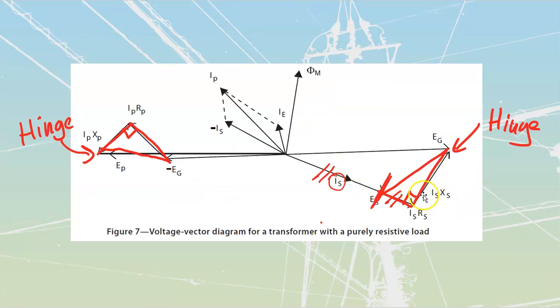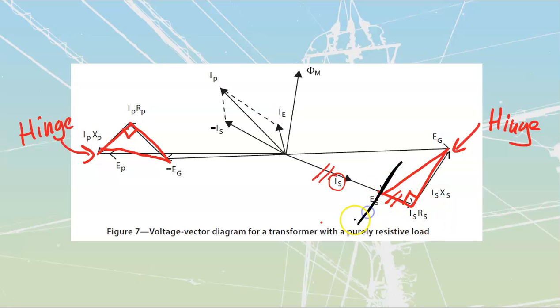Once again, this is going to be a resistive load. On a resistive load, I see that my secondary voltage, that's ES, and IS are in phase. And I see that this little triangle is going to match. It's going to be in parallel with that secondary value of current. That's for a resistive load.